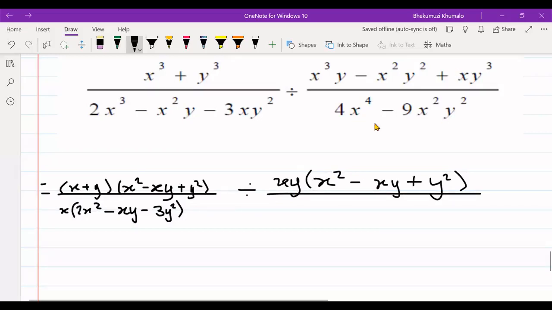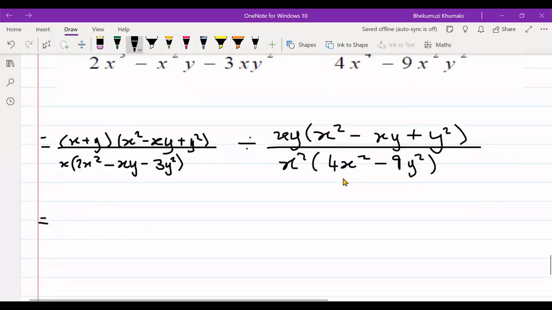And now underneath as well, is there a common factor? Yes, there is. And that is x to the power 2. So let's write that, x to the power 2, right? And that would be 4x squared minus 9y squared. Okay. And then we are done with the first step. The first factorization that we've done, we are done with it. Okay.